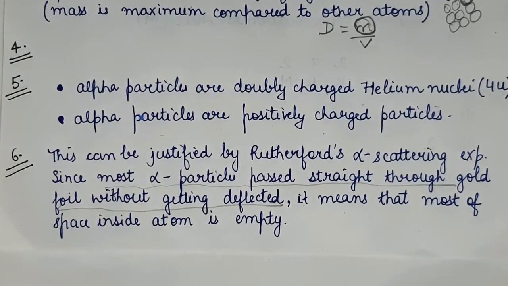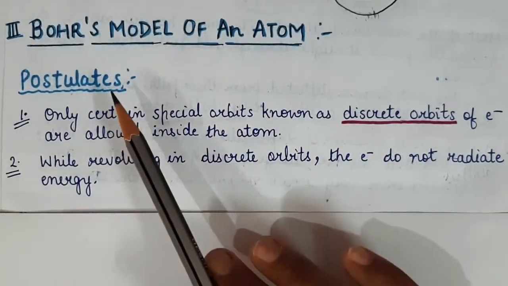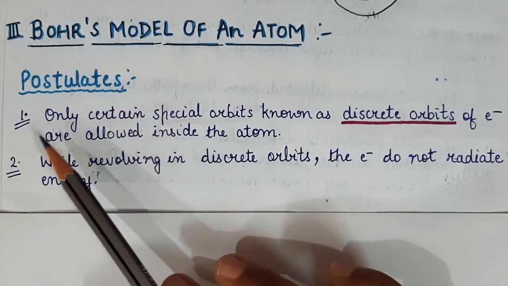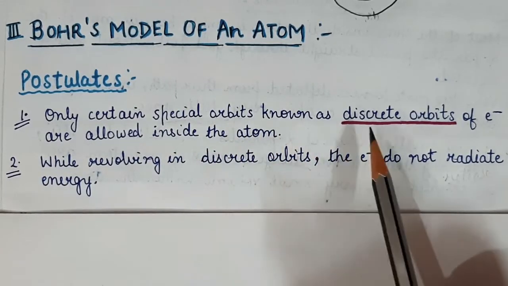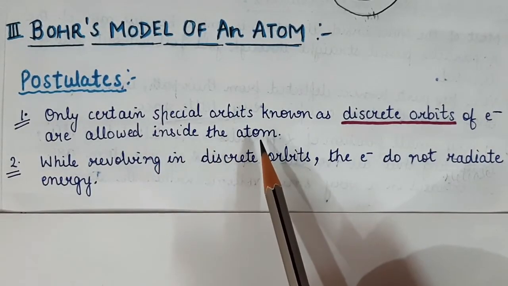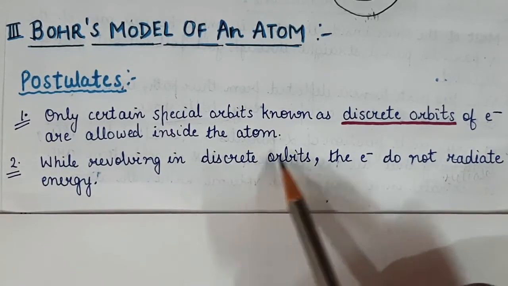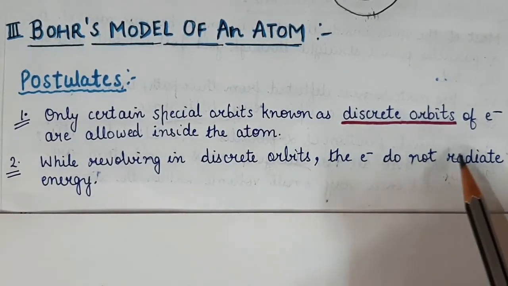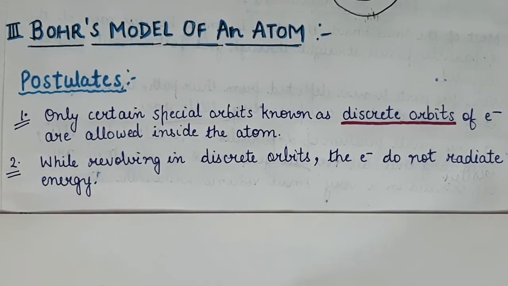Coming to question number 7. What are the postulates of Bohr's model of an atom? Answer, the postulates of Bohr's model of an atom are: number 1, only certain spatial orbits known as discrete orbits of electrons are allowed inside the atom. Number 2, while revolving in these discrete orbits, the electrons do not radiate energy. Radiate means release. So this was the answer of question number 7.